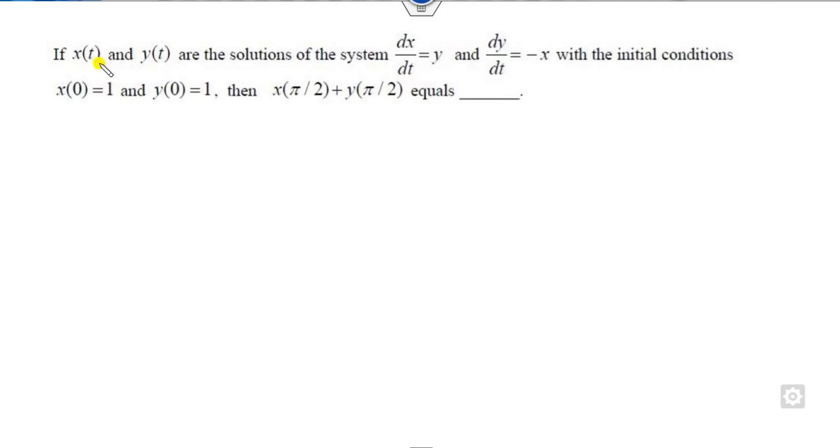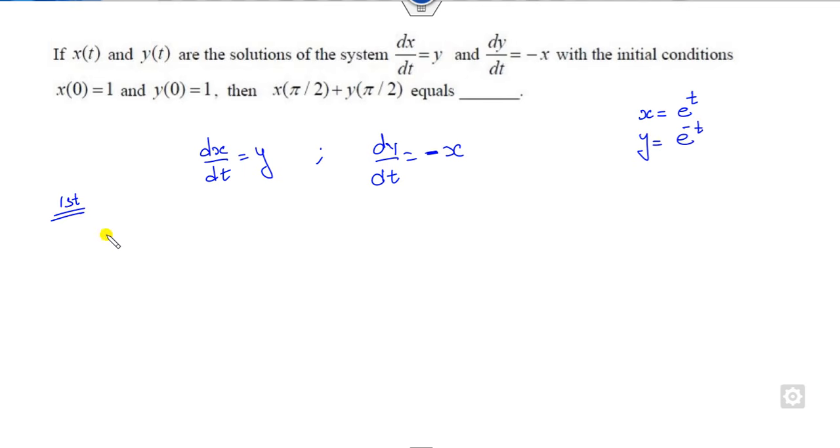Look at the second one. If x and y are the solution of this differential equation and some initial conditions are given, that's a very simple question. Without solving, you can think about it. If you take x as e^t and y also as e^t, can this condition be satisfied? No. So x and y should be in the form of sine and cosine. If I simply take x as sin t + cos t, then what will be y? The derivative of this, so cos t - sin t. Clearly it also satisfies this.